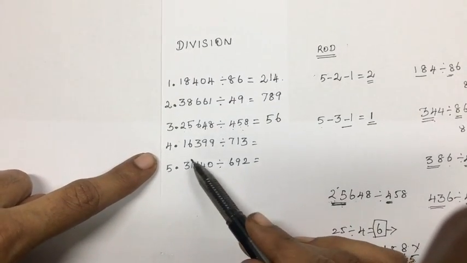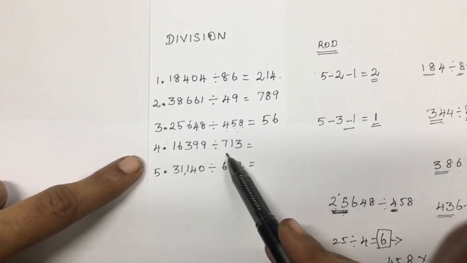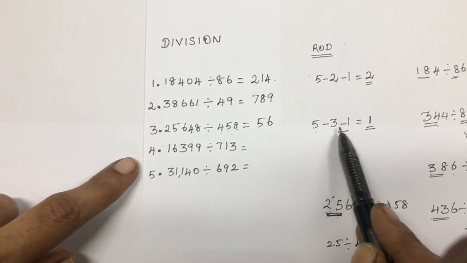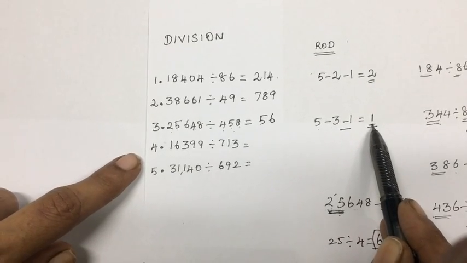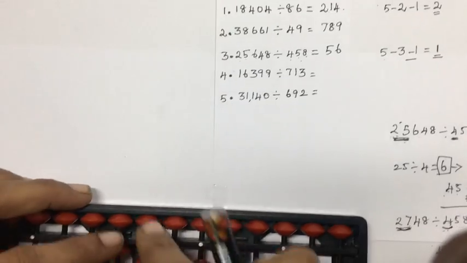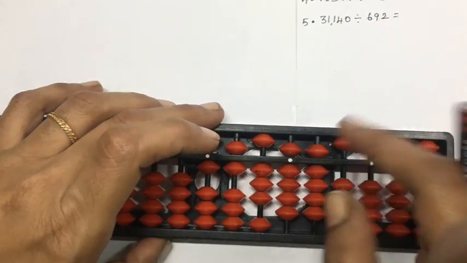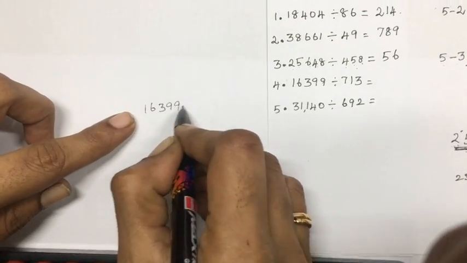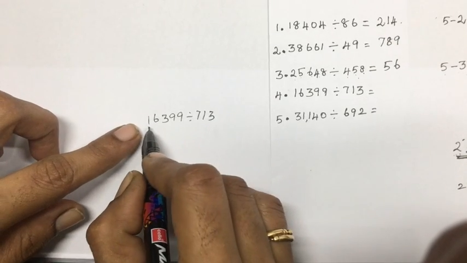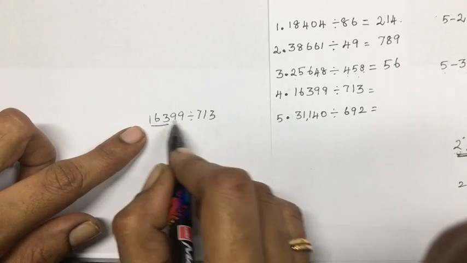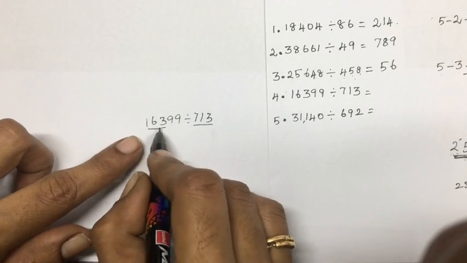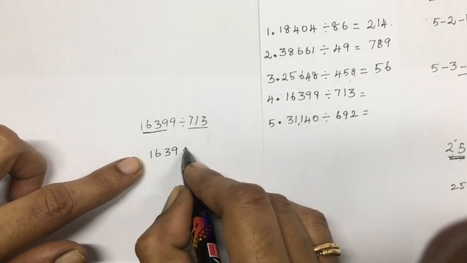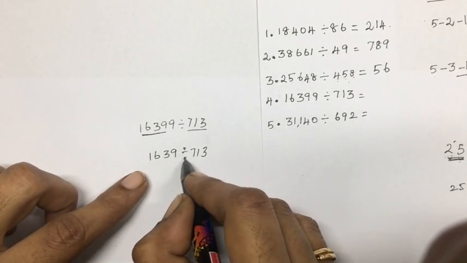Fourth sum, 16,399 divided by 713. 5 digits in the dividend, minus 3 digits in the divisor, again minus 1. First rod only we are going to set the dividend: 16,399. We have to check whether we can divide 163 by 713. We can't divide. So our first dividend will be 1639 divided by 713. This is the first step.